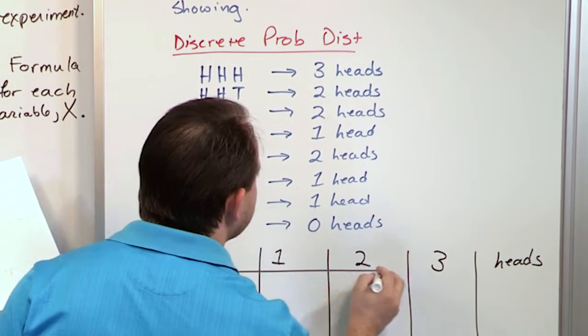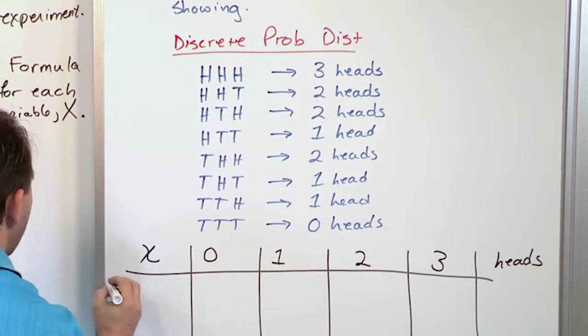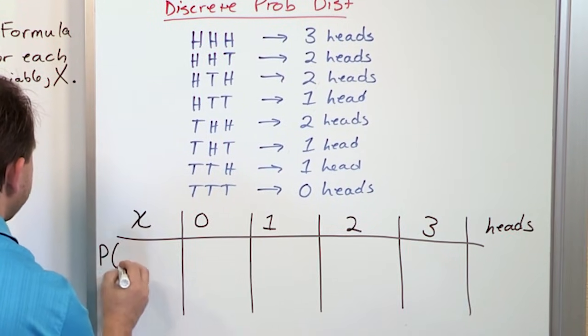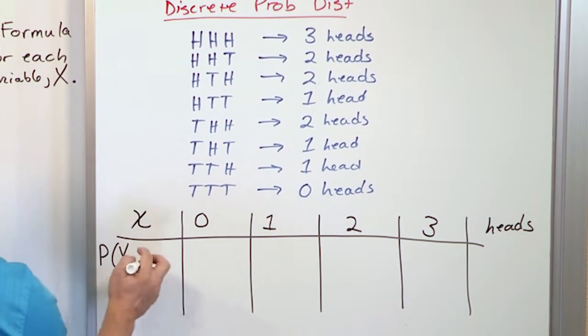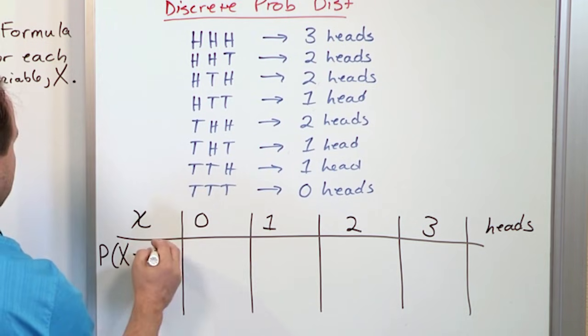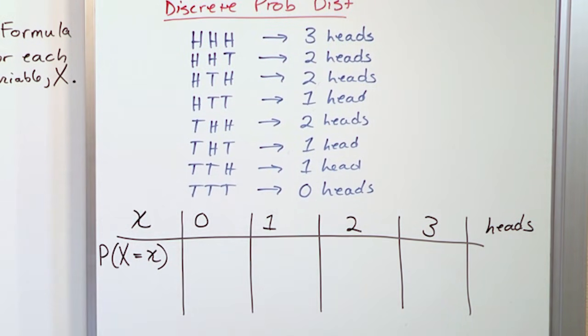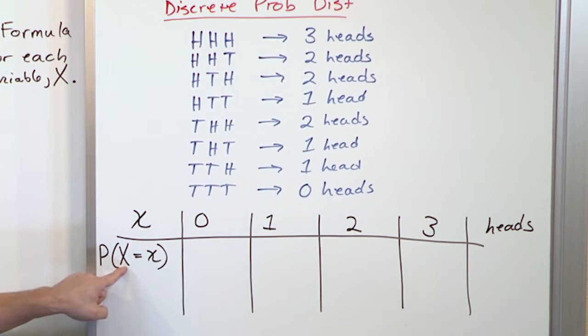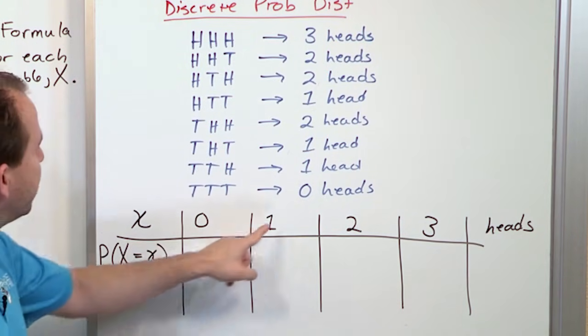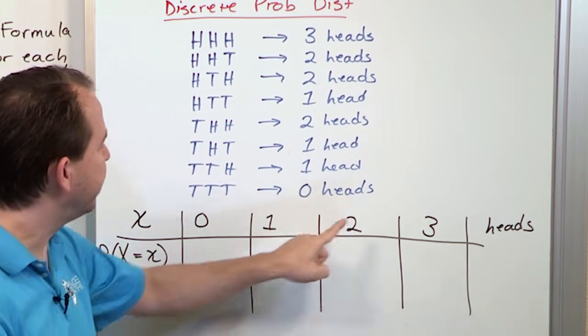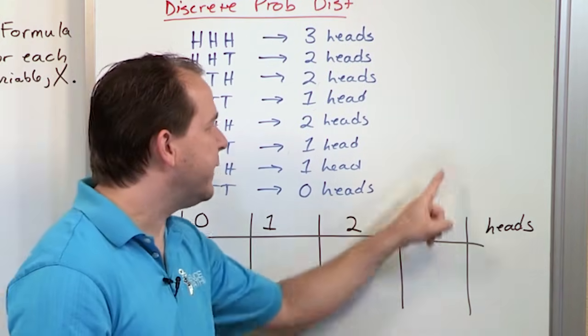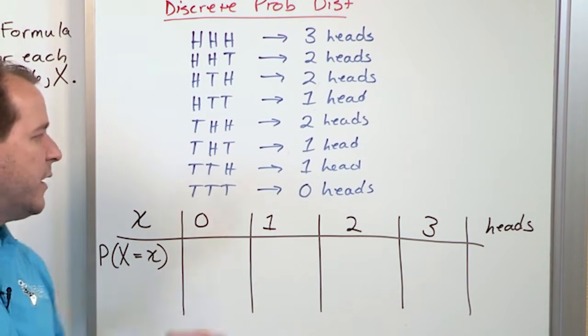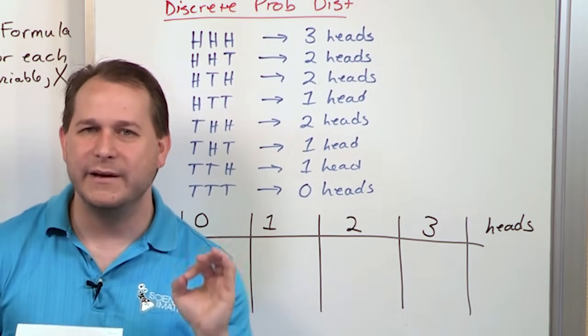Now, those are the possible outcomes of the experiment. So what would be the probability of my random variable capital X equaling lowercase x? This is a lot of the ways you'll see it written in a book. Basically, you're saying, what's the probability that I'm going to get a random variable equal to 0, a random variable equal to 1, random variable equal to 2, and a random variable equal to 3? We've written all this stuff down on the board, but we didn't write it in terms of probability.